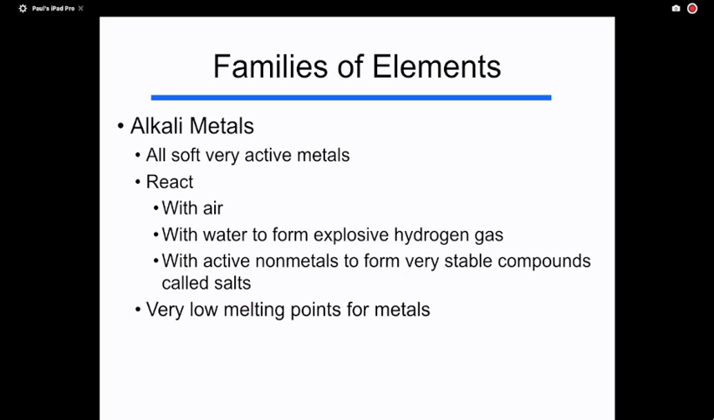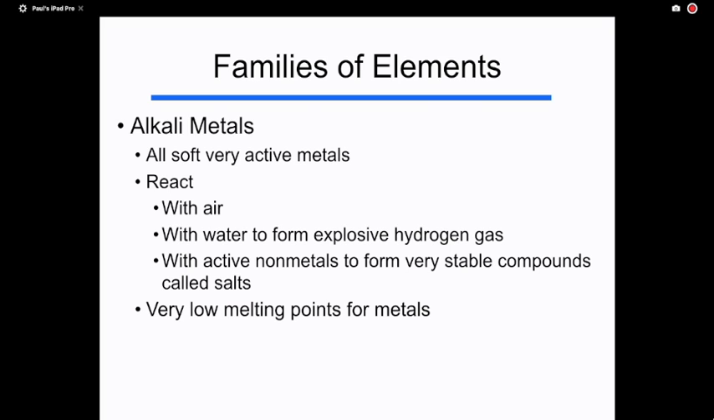The alkali metals, way on the other end, are ones that are used often and found quite often. They're very soft metals, and most of them can be cut with butter knives. They tend to react with air and water to form explosive hydrogen gas. They react with lots of energy and they burn.